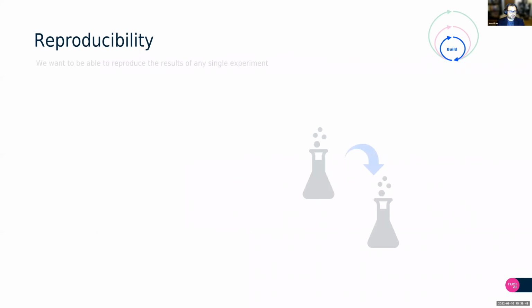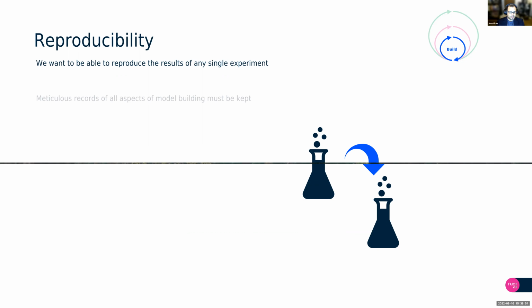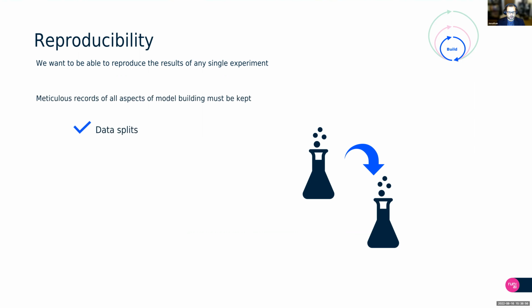And reproducibility is also really important. We want to be able to reproduce the results of any single experiment. And so we have to keep track of all of the data splits, whether training, validation, or test, where each entry went into.